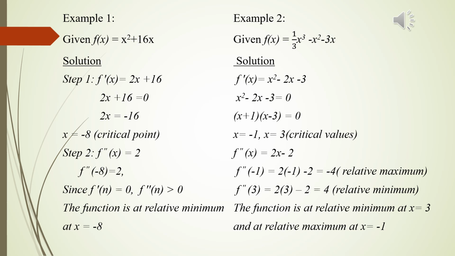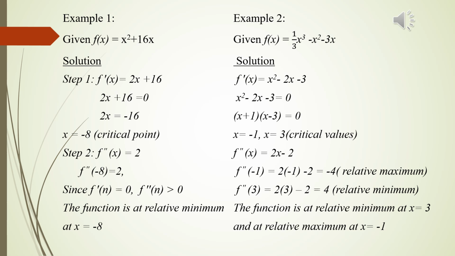Step 2, take the second derivative and evaluate it at the critical point. F double prime of x equals 2. So f double prime evaluated at minus 8 equals 2. So since f prime evaluated at minus 8 equals 0 and f double prime evaluated at the critical point is greater than 0, the function is at relative minimum at x equals minus 8.